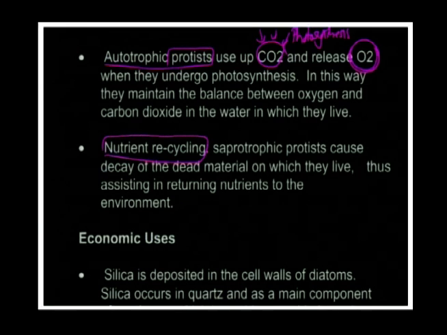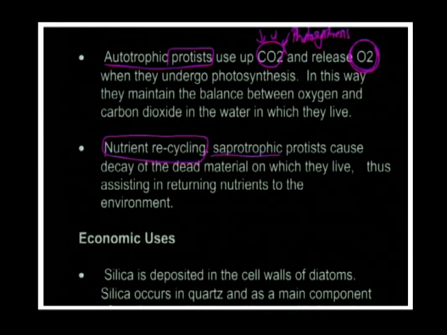Also, nutrient recycling. You will find that some of the more animal-like protistans feed off dead or decaying organic matter. Those that feed in this way are called saprophytes. Why are these good? When a saprophyte feeds on dead or decaying organic matter, it takes its own food from that matter, but returns some of the nutrients back to the soil. So that's very useful as well in keeping soil and water rich in minerals.